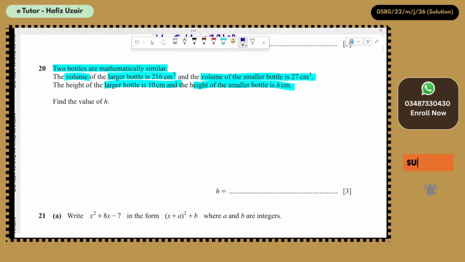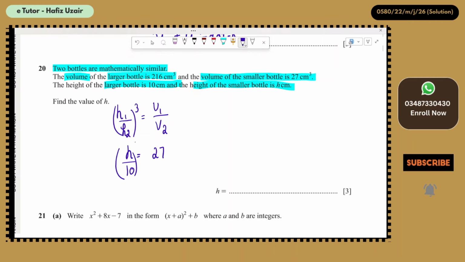So we already know that in similar shapes, the volume ratio is the length ratio cube. Here we have height, so you can take length as height. So (h1 over h2) cube is equal to v1 over v2. Now we need to find the height of the smaller bottle. The volume of the smaller bottle is 27, and the height of the larger bottle is 10 cube. And the volume of the larger bottle is 216. So you need to take cube root on both sides.